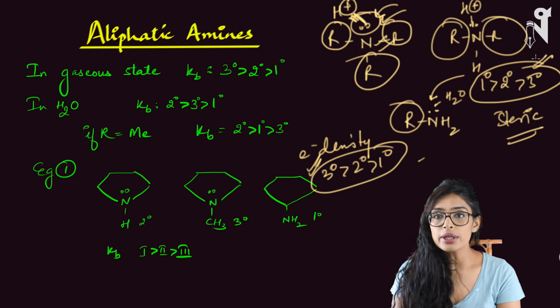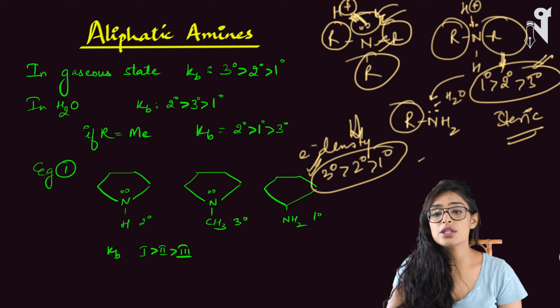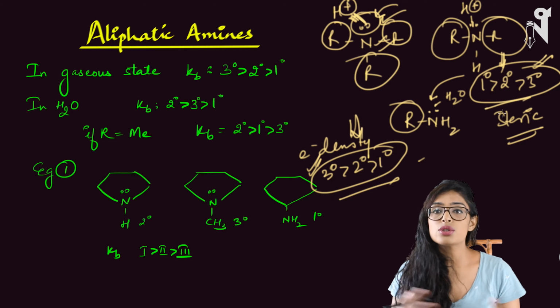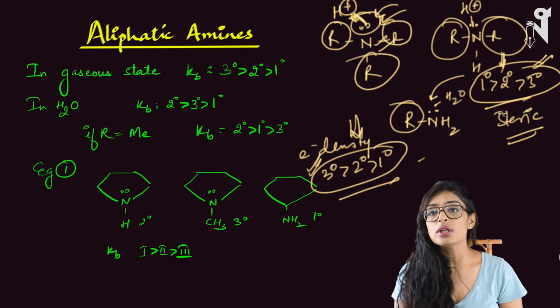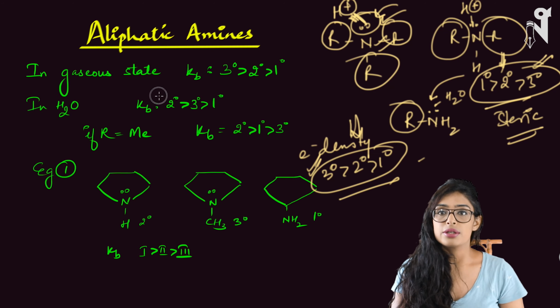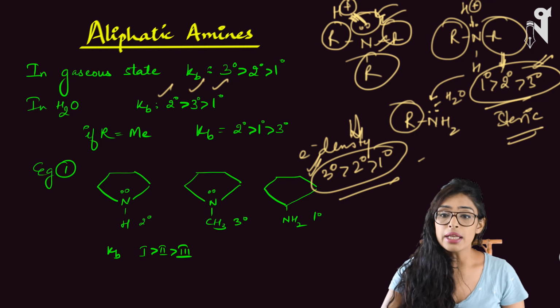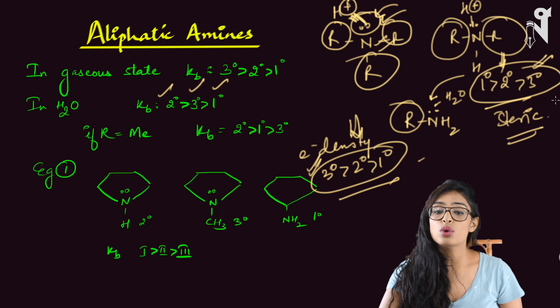And when you actually look at the order, when we compare these two factors and they nullify each other in some way, the actual order is secondary, then tertiary, and then primary. Secondary is maintaining its position, hence it becomes the most basic one. Then your steric factor gets overcome by the electron density factor, and hence after secondary, tertiary becomes the most basic and then primary.